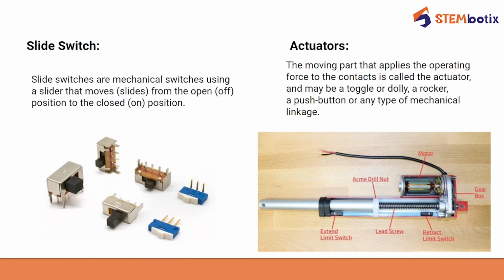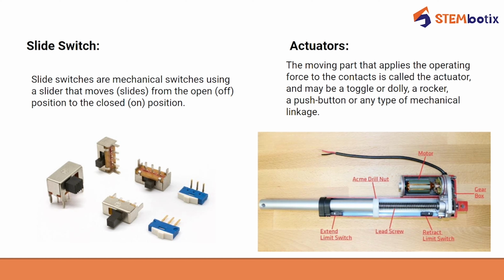Then after, these are the slide switches. So slide switches operate on the mechanism of sliding or moving. Slide switches are mechanical switches using a slider that moves from open, meaning the off position, to closed, meaning the on position. They have only two operating states, which are normally open, which is off, and closed, which is on.